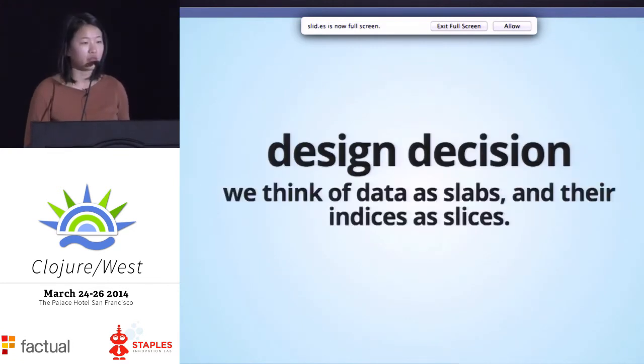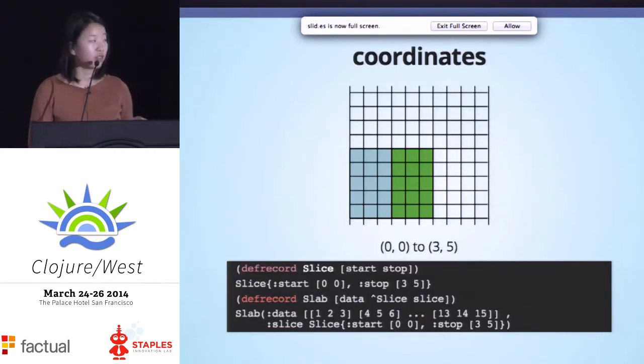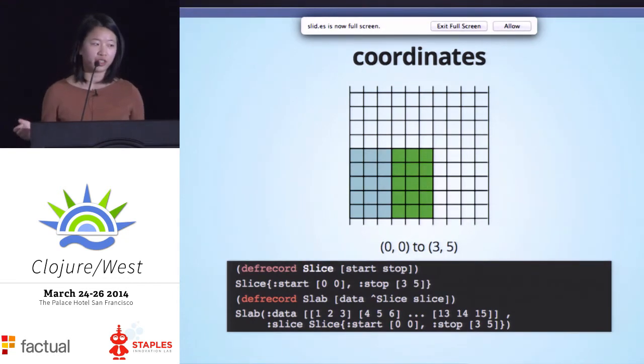Another design decision was that we think of data as slabs and their indices as slices. Pretend we have this two-dimensional data set, and imagine that the lower left corner is 0, 0. The slide I had earlier was a lie. It's not just a Clojure map, it's a record called a slice, and it has a start and a stop. We have this concept of slabs, which is the data paired with a slice, which tells you, here's my data, and this is where I'm located. This is very useful internally for passing around the data to reconstruct what data you want.